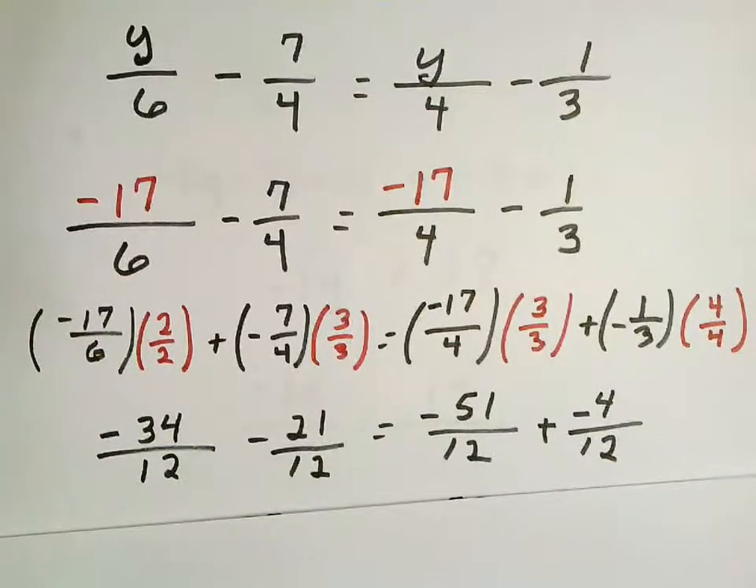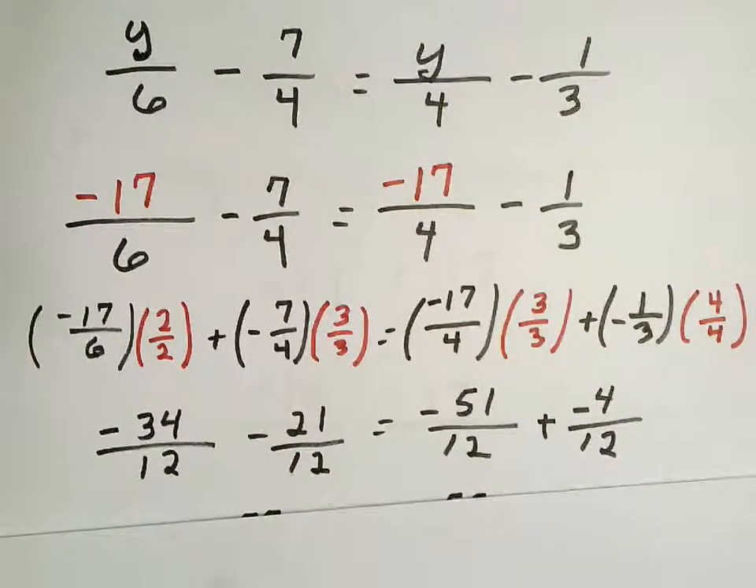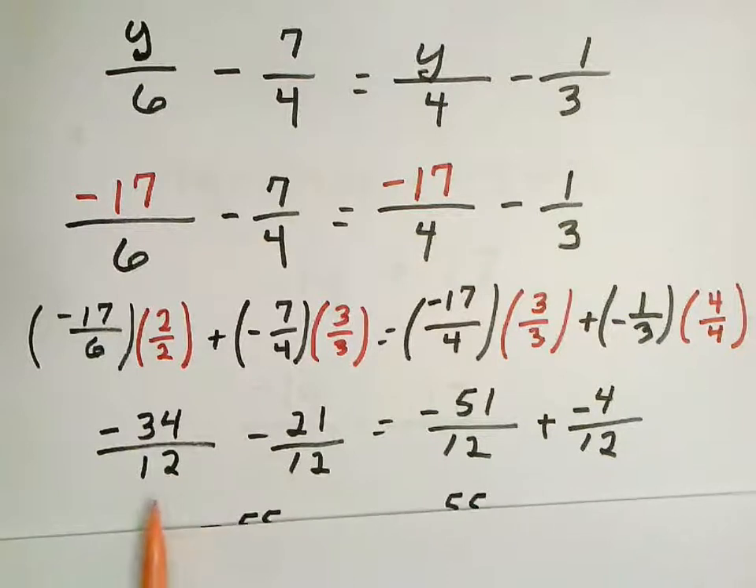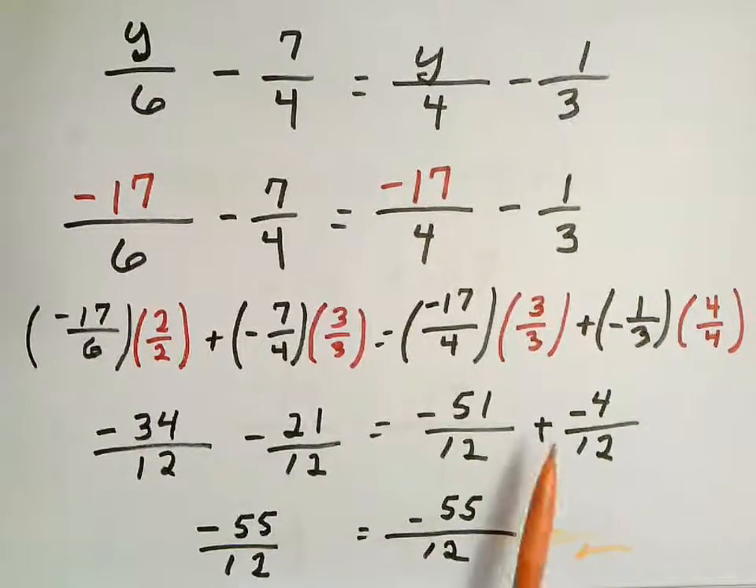And we end up getting negative 34 over 12. We multiply the two numerators and two denominators. Minus 21 over 12 equals negative 51 over 12 minus 4 over 12. Here we have like denominators. So we simply add the numerators to get a negative 55 over 12. The same thing here, like denominators, add the numerators to get a negative 55 over 12, and it does check.